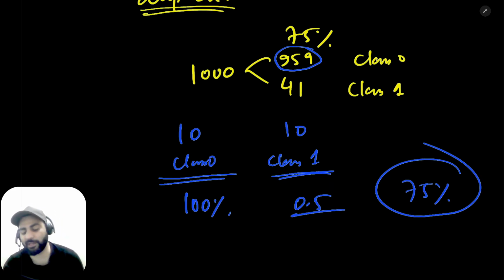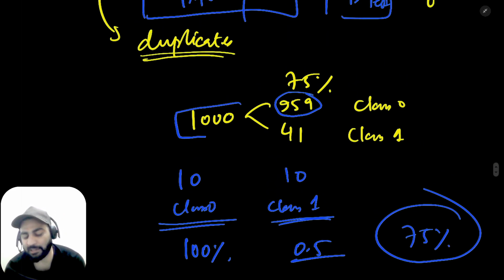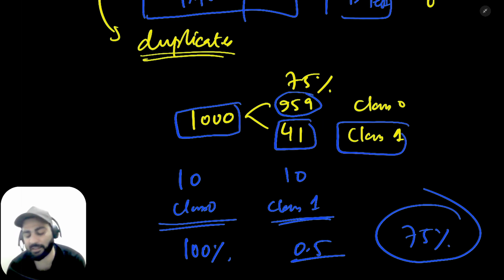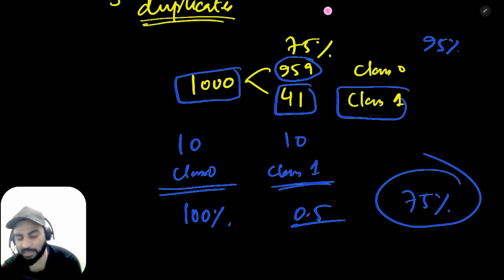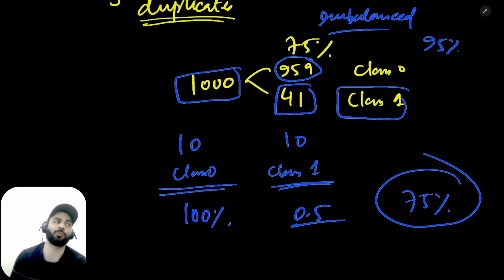So that's why you should be really careful. Among the 1000, you had only 41 of class 1 and 959 samples of class 0. So even if you have a random classifier, it will be 95% accurate if you just say everything belongs to class 0. So this is an imbalanced data set. That's why you have to learn how to deal with imbalance.